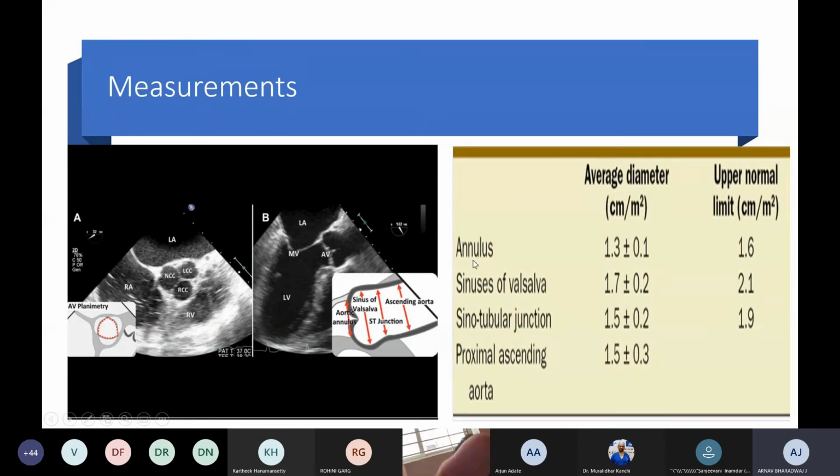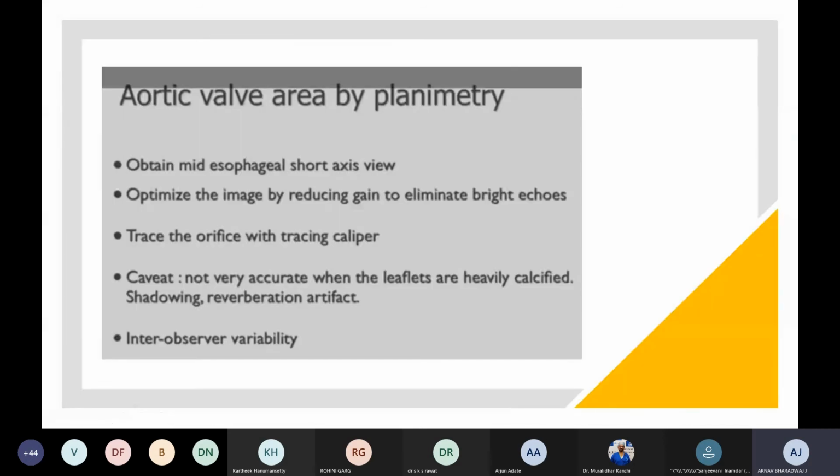These are the normal values. Annulus measures about 1.3 plus or minus 0.1 centimeter per meter square. It is indexed to the body surface area. Sinus of Valsalva, these are the normal values at the higher limit, sinotubular junction and proximal ascending aorta. We have to observe the normal values as well as whether there is dilatation, aneurysmal dilatation, post-stenotic dilatation, whether there is a dissection flap, whether there are any broken valves or collapsing valves, AR. All these things help us if we know the normal valvular diameters.